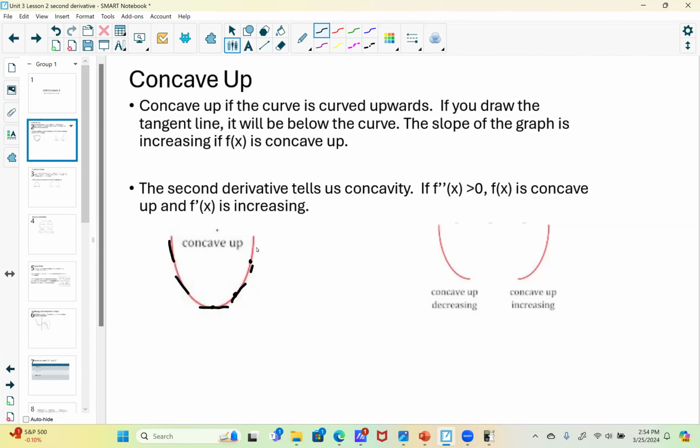And sometimes they explain it as if I look at it, this would hold a cup of water, it wouldn't dump out. And so that's concave up. And so here it's like this is concave up in a decreasing function, and this is concave up in an increasing function. Now, for concavity, when it's concave up, the slope of the graph is increasing.